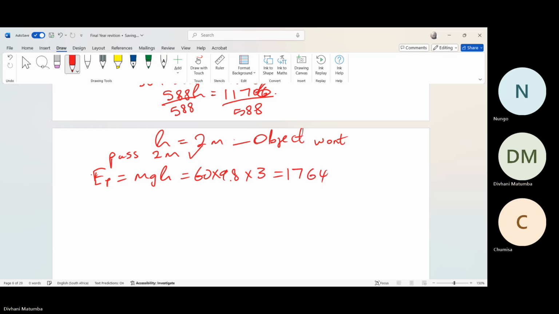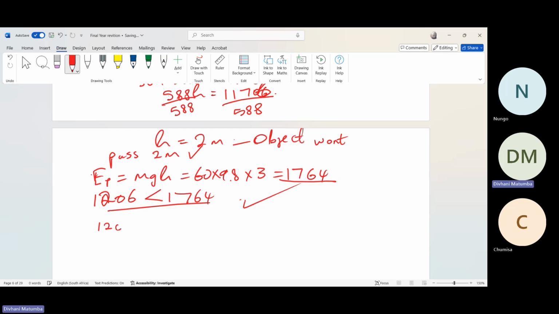1,764. Okay. 1206, which is our mechanical energy, is less than 1764. Then you have proven. That's another way of proving. Another way of proving is to calculate the velocity at that point.